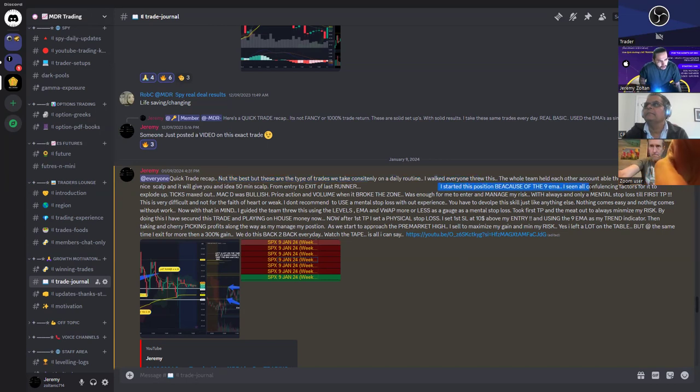Basically, I started this position because of the 9 EMA. I saw all confluencing factors for it to explode up. Ticks were maxed out, MACD was bullish, price action and volume. I always talk about this: when a level breaks a zone and the volume is there, that means they're legitimately breaking the zone. So keep that in the back of your mind. And that was enough for me to enter and manage my risk.